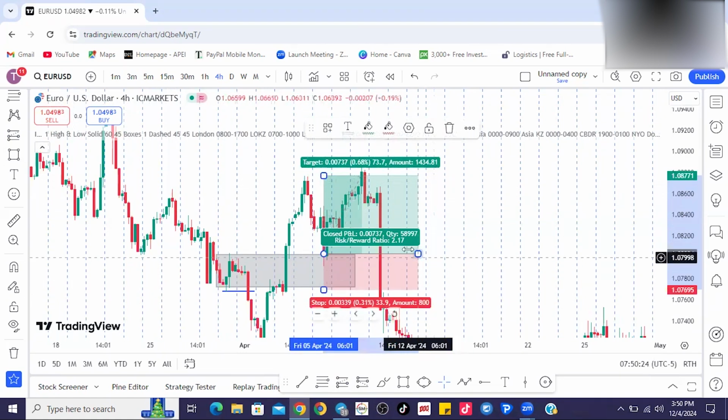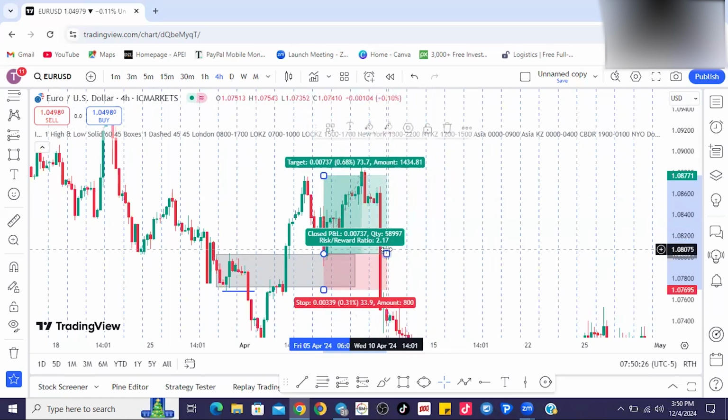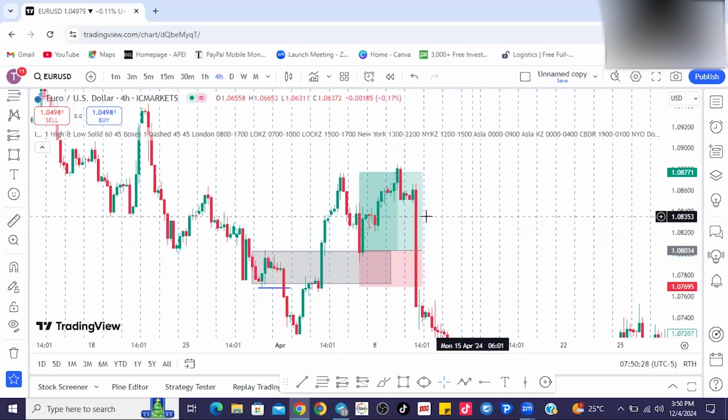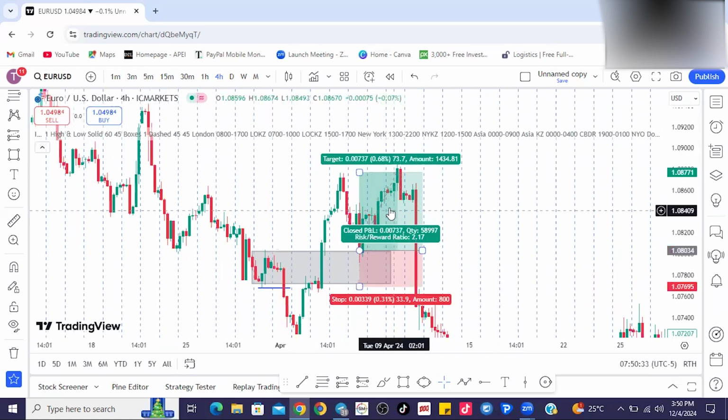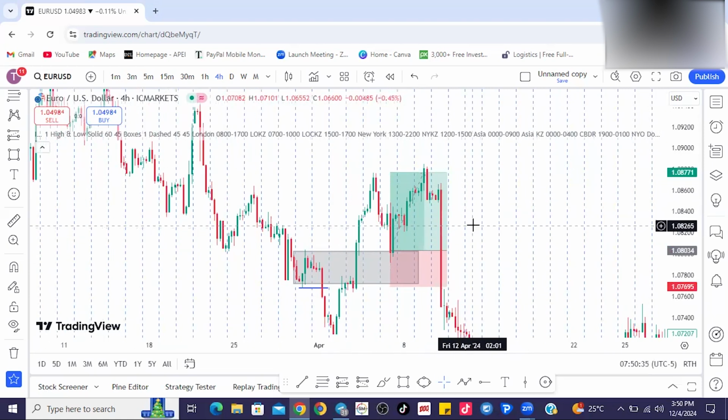That's a risk to reward ratio. A trade with a risk to reward ratio of 1:2.17. So you have your nice setup and your TP is hit, right? You have a very nice setup and your TP is hit.